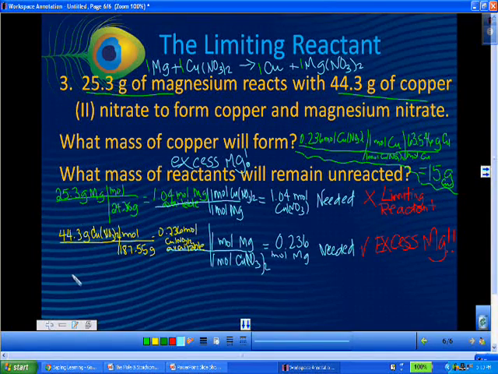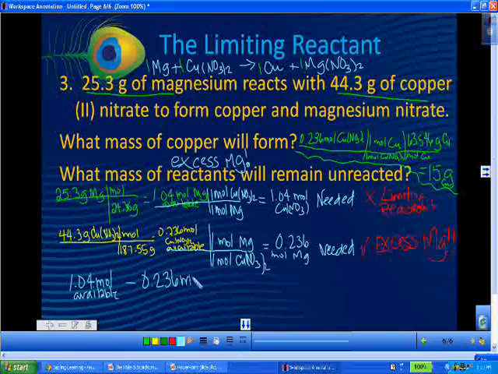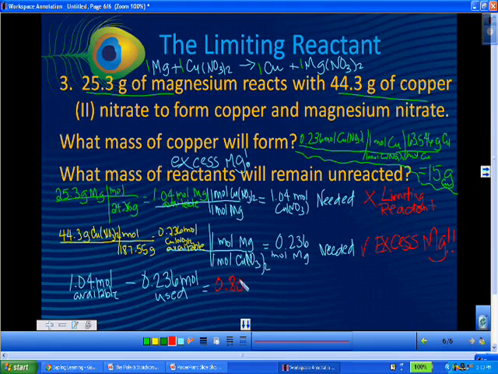We have 1.04 moles available, but we only used 0.236. So how many moles do we have left over? It should be 0.804 moles of magnesium left over.